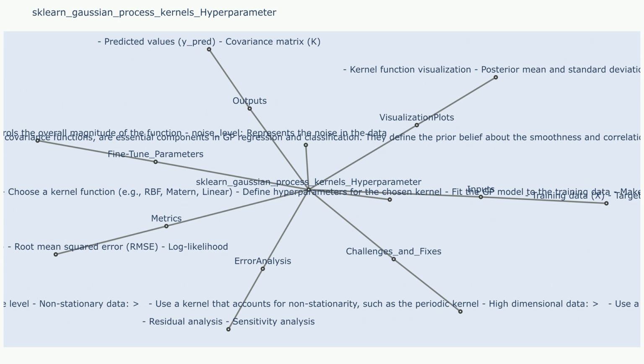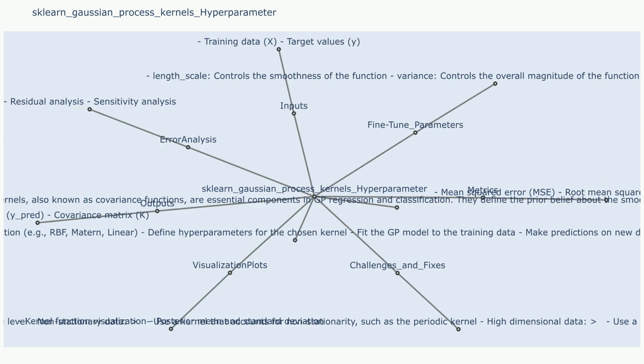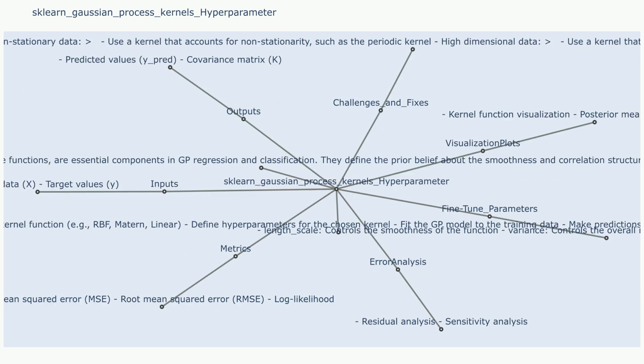Regularize the model by adding a small amount of noise to the diagonal of the covariance matrix. Use a different kernel function, such as the RBF kernel, which is less prone to overfitting. Challenge 2: computational complexity. The computational complexity of Gaussian process models can be high, especially for large datasets.